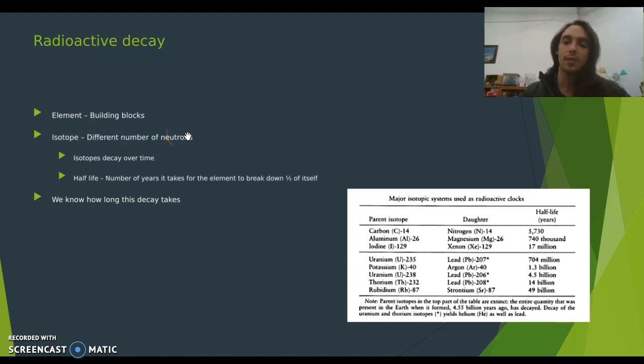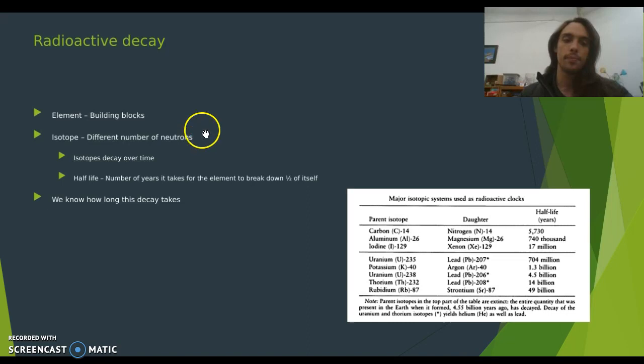And so an isotope is just an element with a different number of neutrons than is normally found in nature. So normally carbon is C12, but the isotope is C14. So that means that it's got 14 neutrons. It still has 12 protons, but the neutrons are what changes.